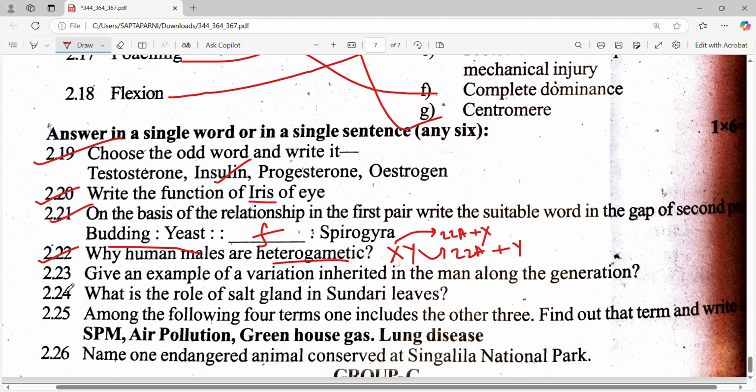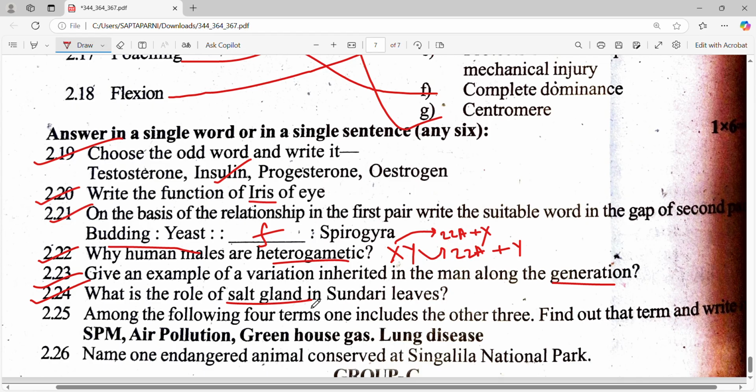Okay, give one example of variation inherited in man along with generation. It could be a roller tongue, normal tongue, a free earlobe or attached earlobe. Okay, anything you can write. What is the role of salt gland in Sundari plant? See, the salt glands are present in the leaves of the Sundari plant, where they collect the excess salt which is absorbed by the roots of the plant. Okay, and after some time they shed those leaves, and that is how they excrete the excess salt from their body.